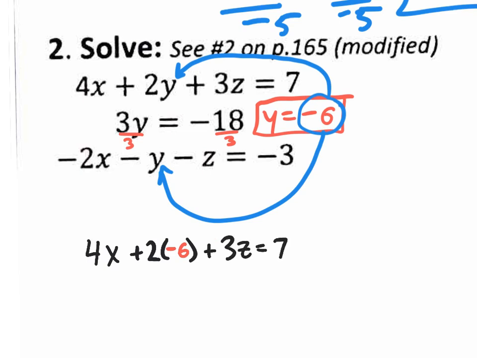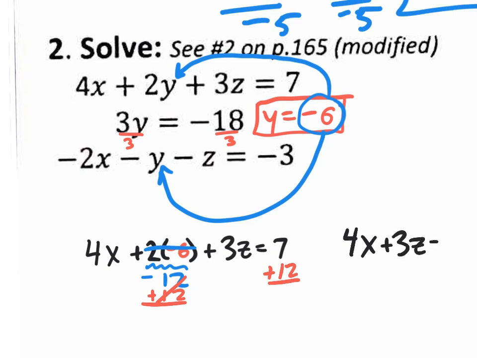So let's do some math here. 2 times -6, that's -12. So how about this? I'm going to scratch it out, put -12, and then I'm going to get rid of this -12 by moving it over to the other side. So I'm going to add 12, add 12. I hope I didn't confuse anybody with that. So my new equation with only 2 variables will be 4x plus 3z equals 19.